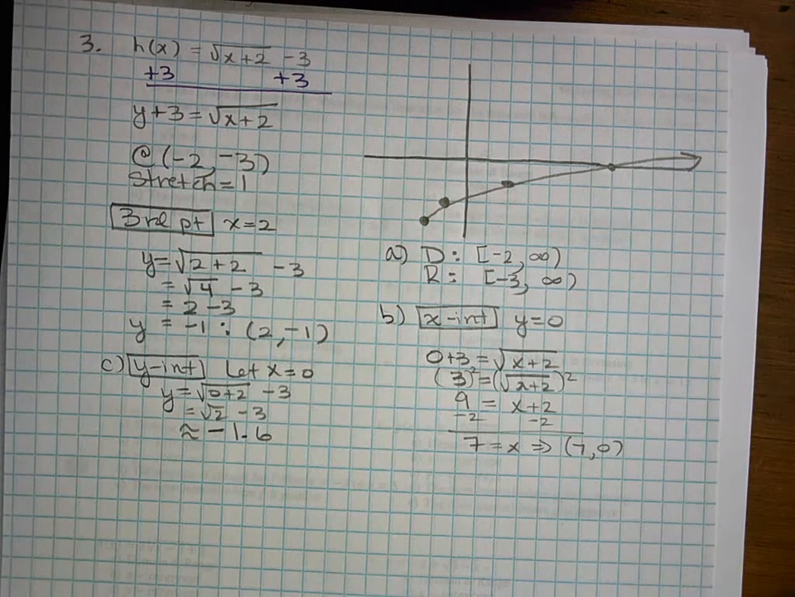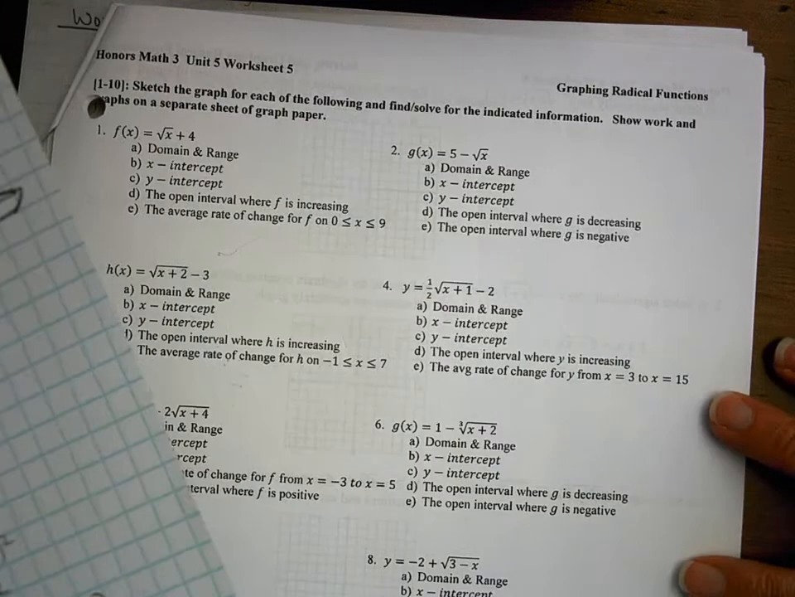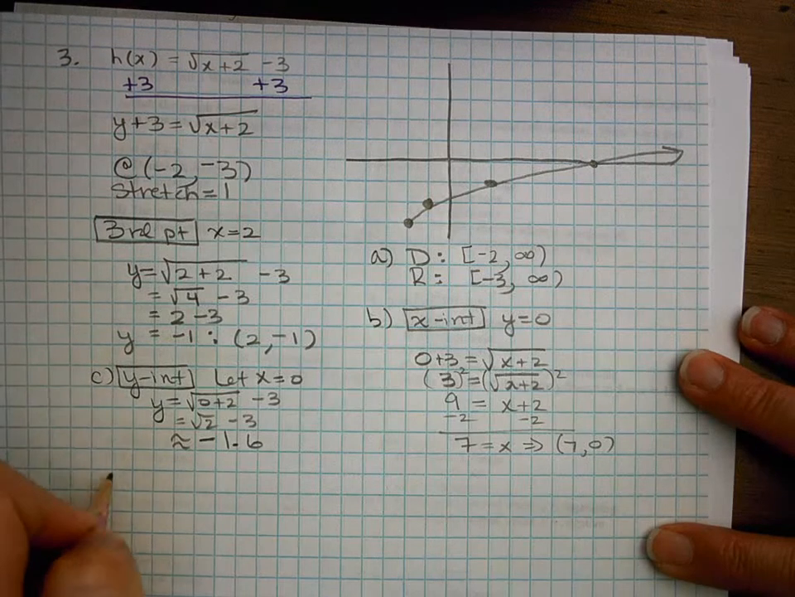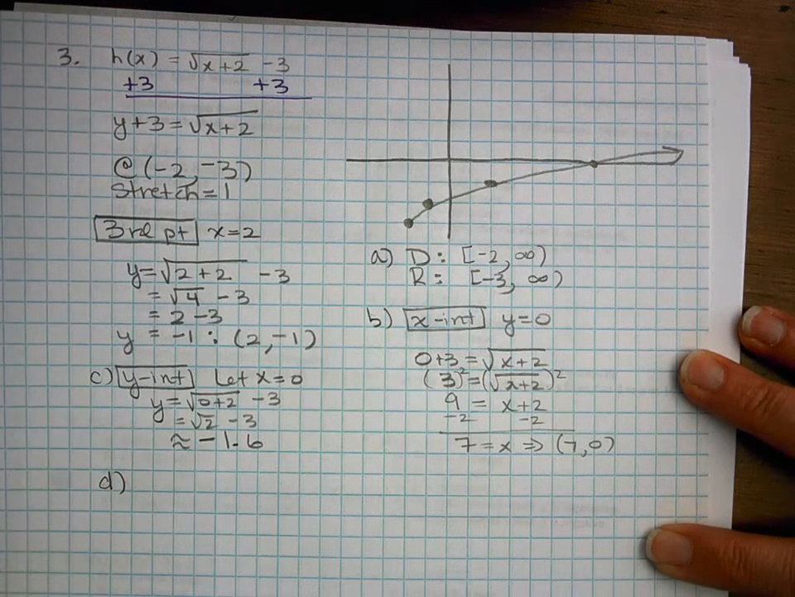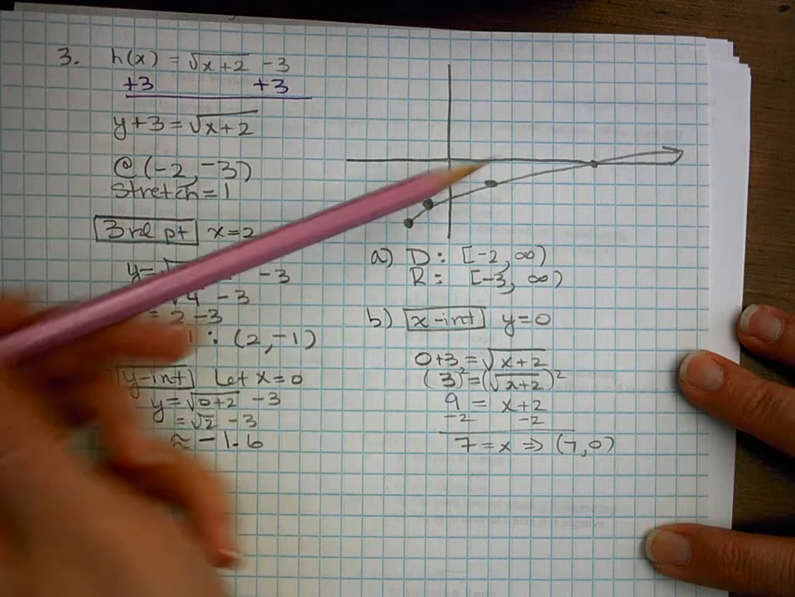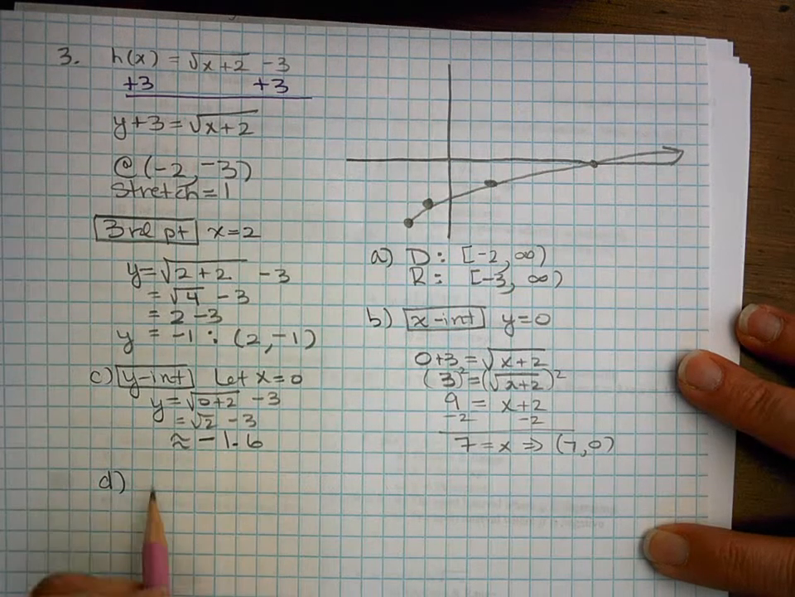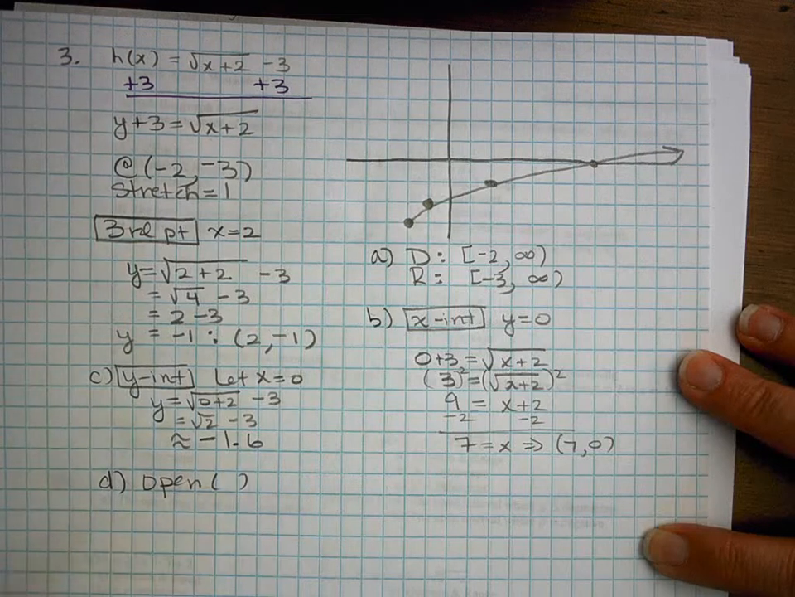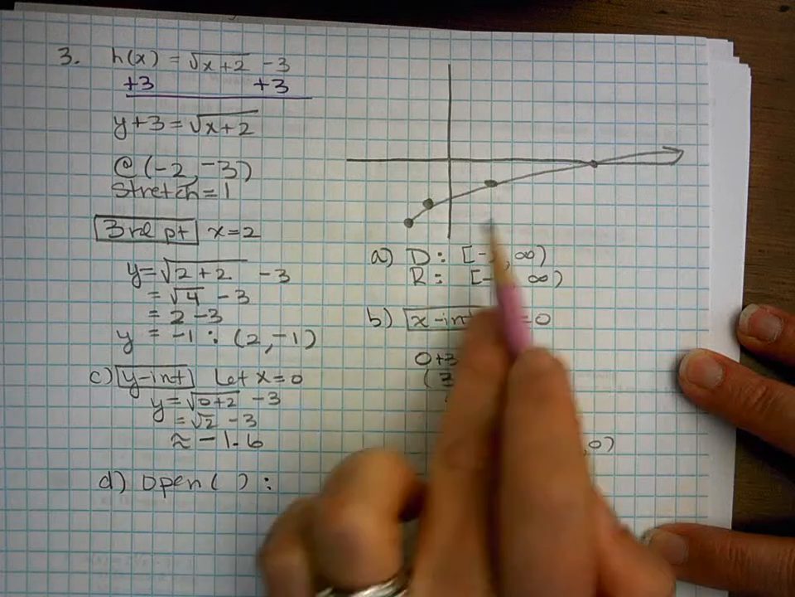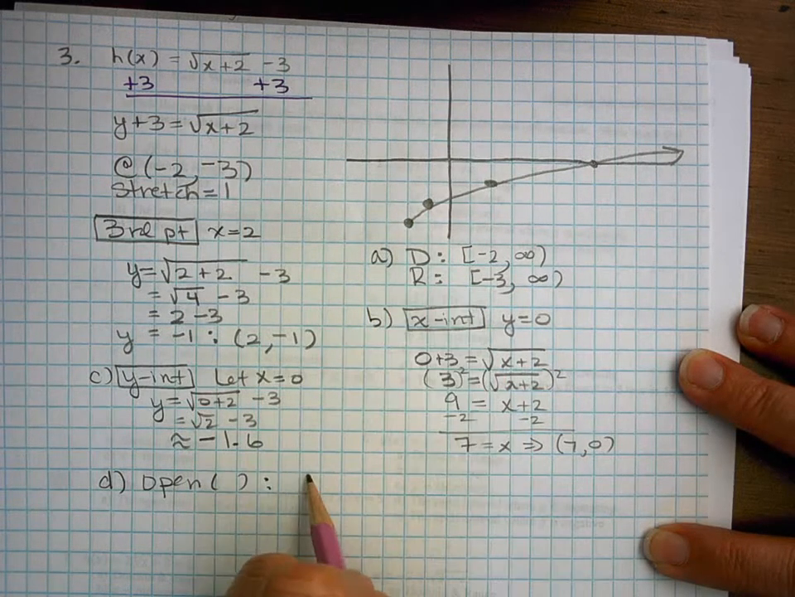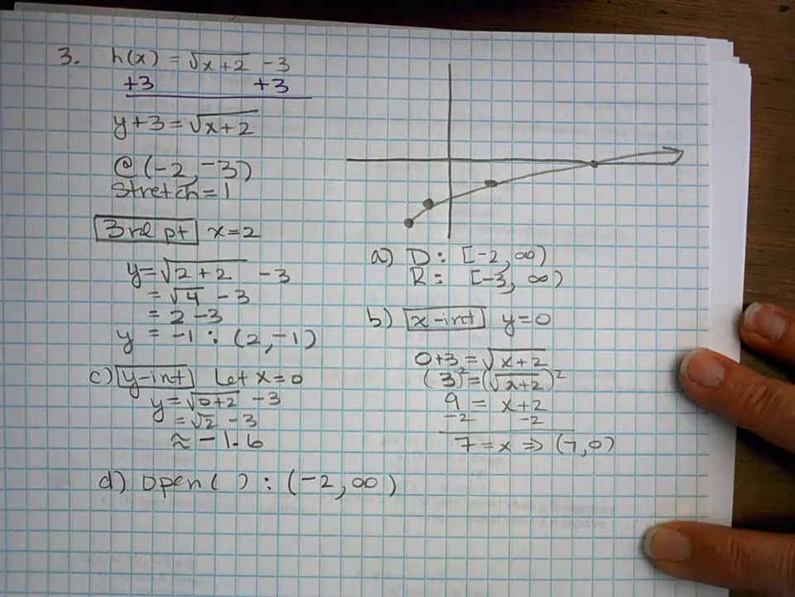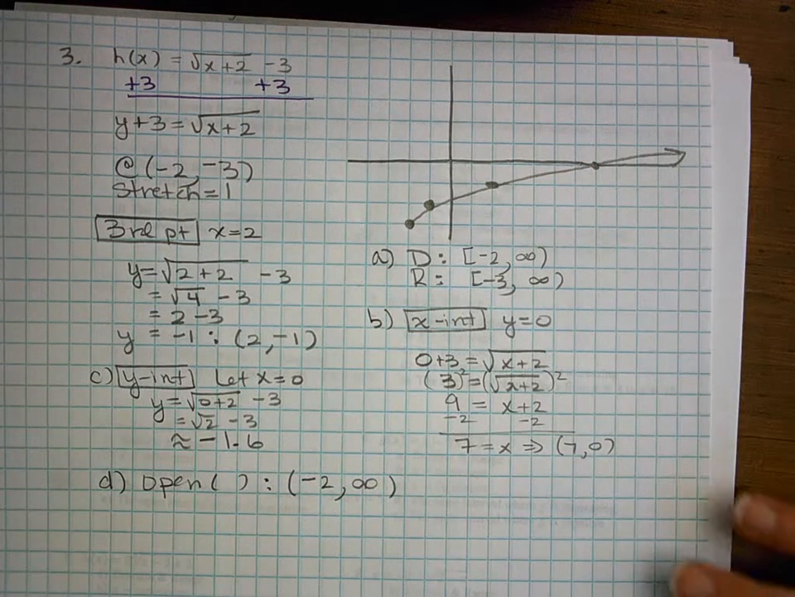Okay. All right, and then for D, they want me to find the open interval where h is increasing. So if I look at h of x, it is always increasing, so it's going to be increasing on its domain, but because it says open, that means I need to use parentheses. So my function is increasing from left to right, starting at negative 2 and then going to infinity, but I need to use parentheses on the negative 2 because it says the open interval. Okay.